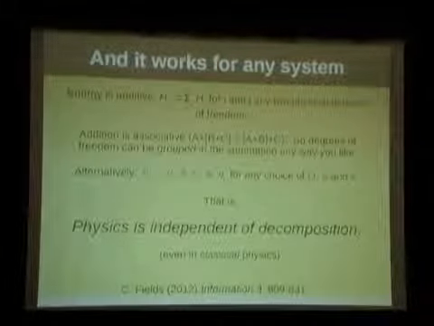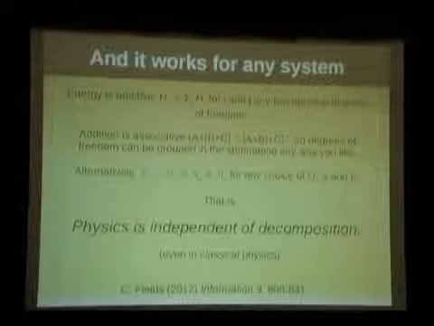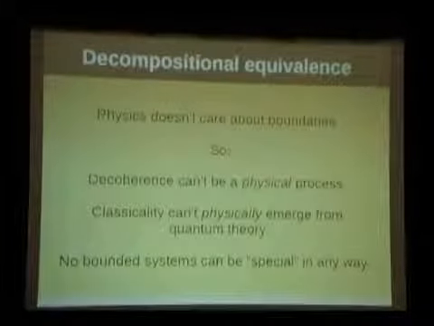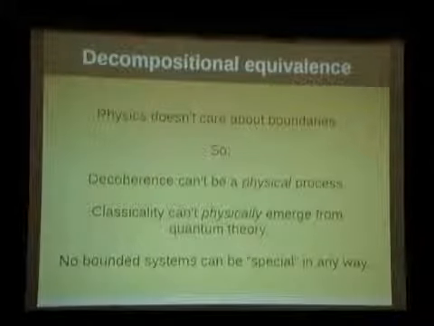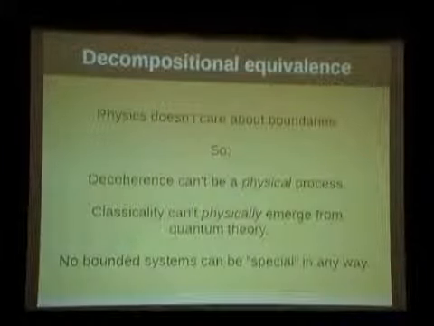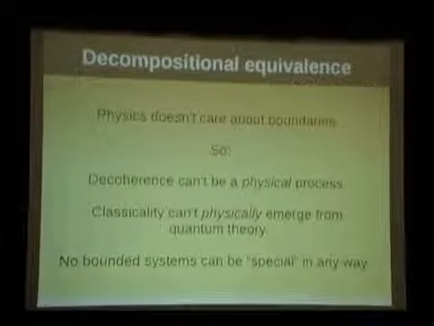Physics is independent of decomposition. It turns out this is even true in classical physics. Okay. So, what does this mean? It means physics doesn't care about boundaries at all. That means that decoherence can't be a physical process. It's just an informational process, and it has nothing to do with the physics.